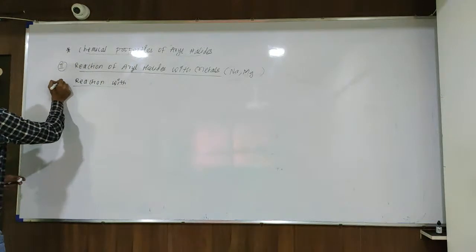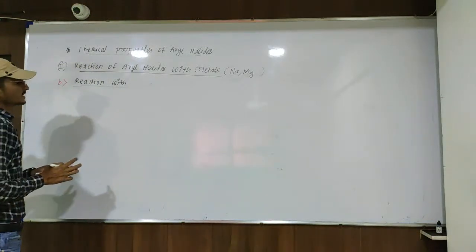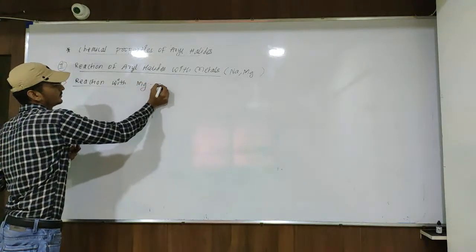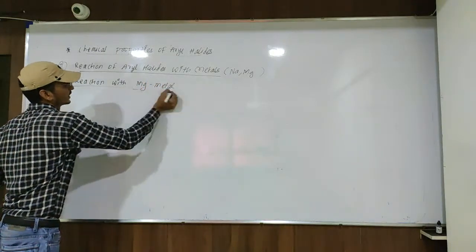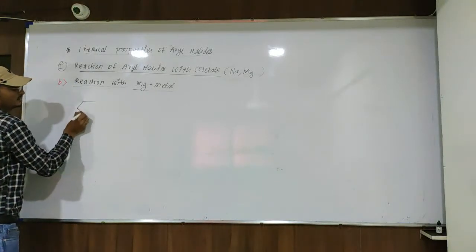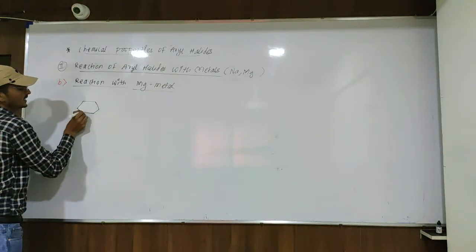The next one, that is B. Second reaction, that is the reaction with magnesium metal. Okay. So again, what is the reaction when aryl halide reacts? Okay, so we see a general reaction.